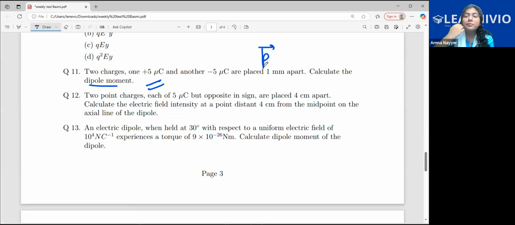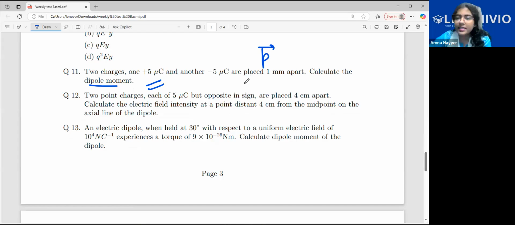A quantity is said to be a vector when it has a magnitude, it has a direction, and it obeys the vector laws. Even if the question doesn't ask you, I gave this same question as homework, and that time I also told you to mention the directions.